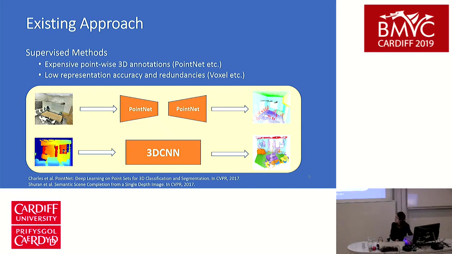But both of these 2 methods have their own problems. The first one requires the 3D annotations, and as we know, it's very difficult to annotate all those points. And the second method leads to the problem of low representation accuracy and high redundancy because of the inner structure, which is actually not helpful for our segmentation.